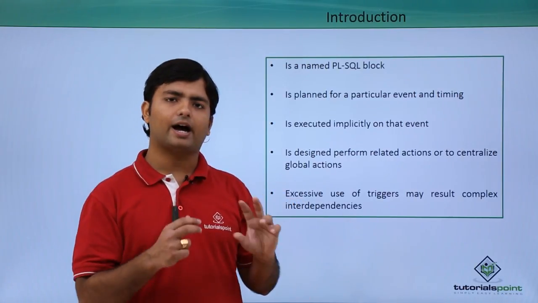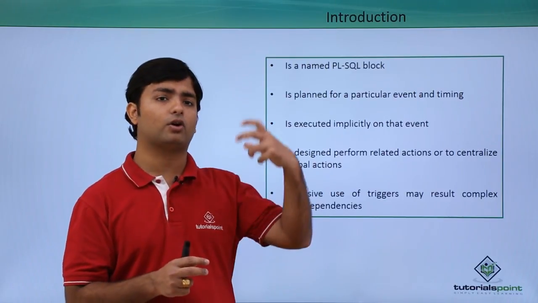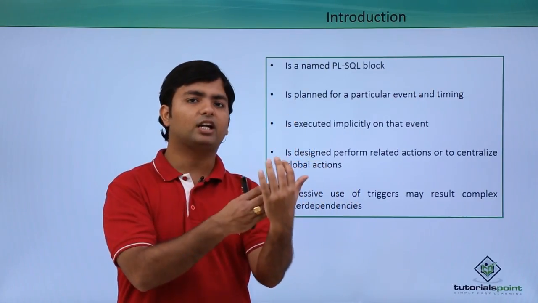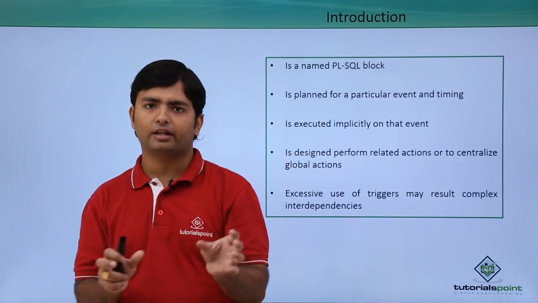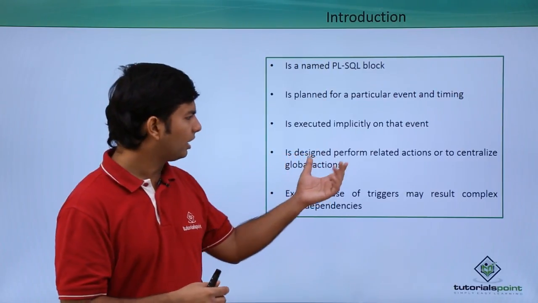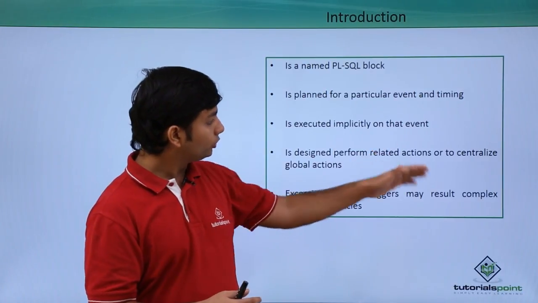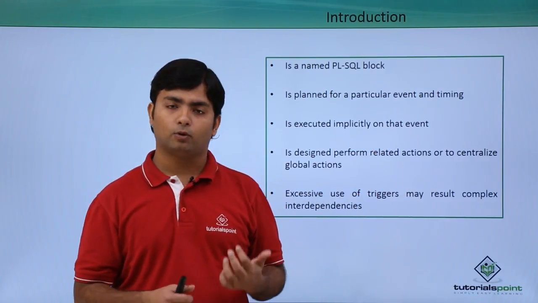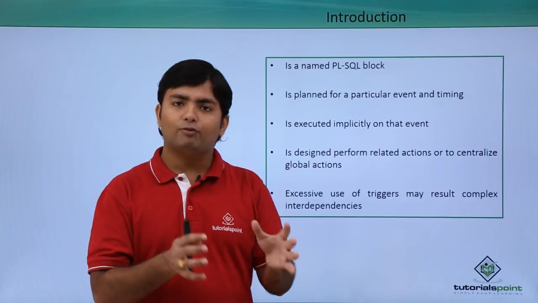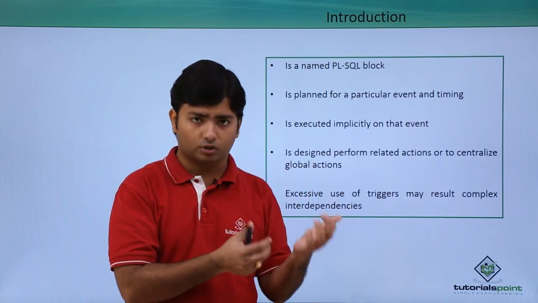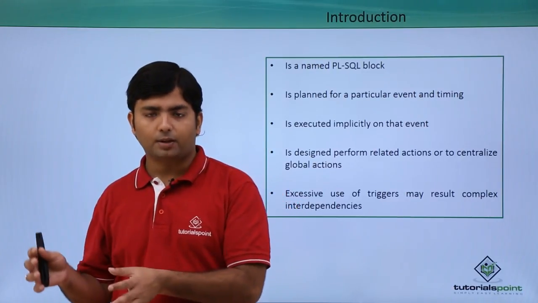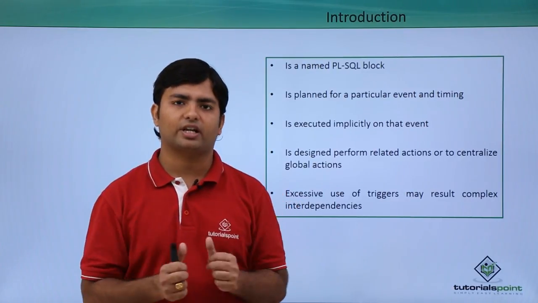Obviously a user will insert the record on the main table itself, but right after that this trigger will fire and the same record will be inserted in the other table. So this is something called a related action. Or to centralize global action. Global action means when you insert a record in the employees table, the same record should go in another backup table. This is a centralized task for me.